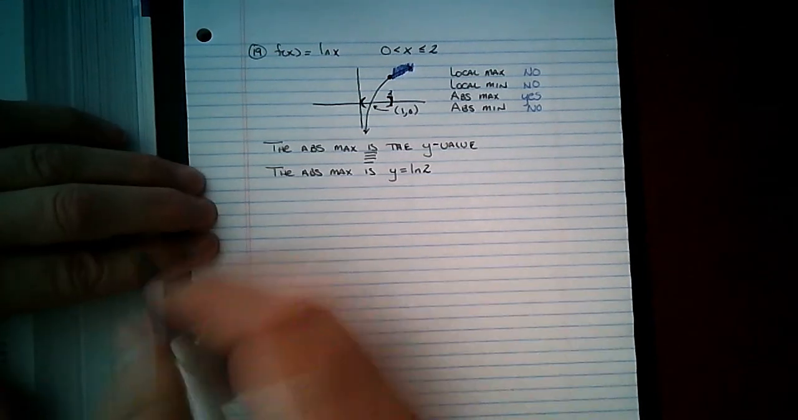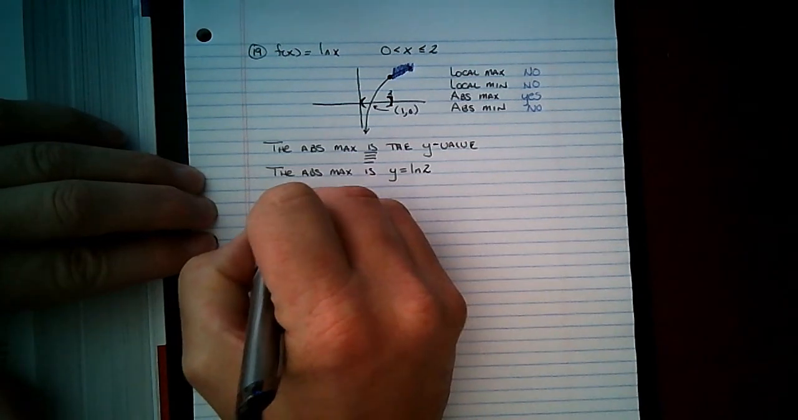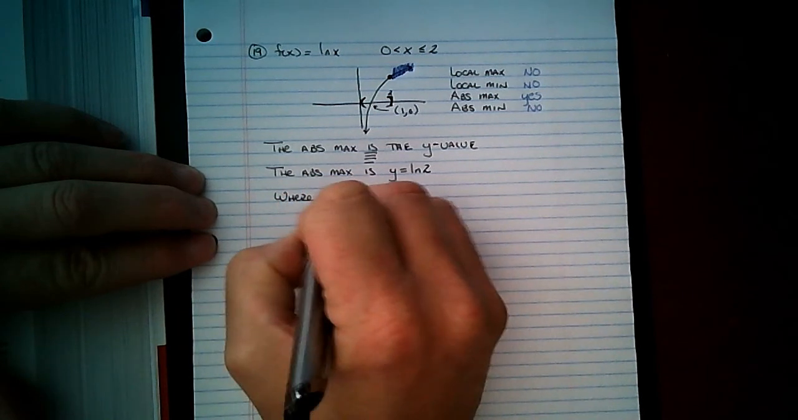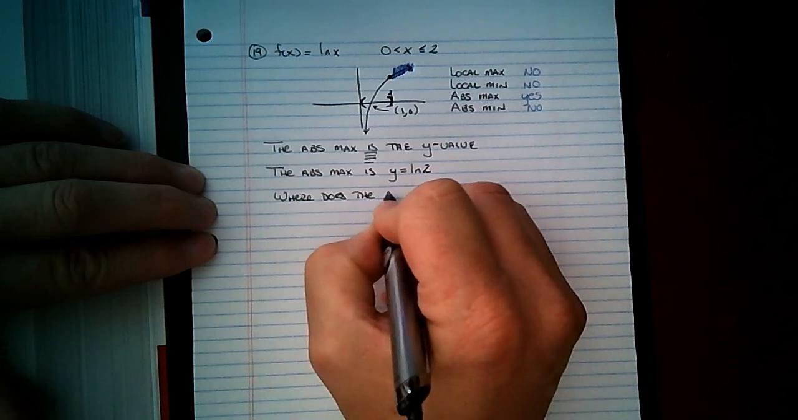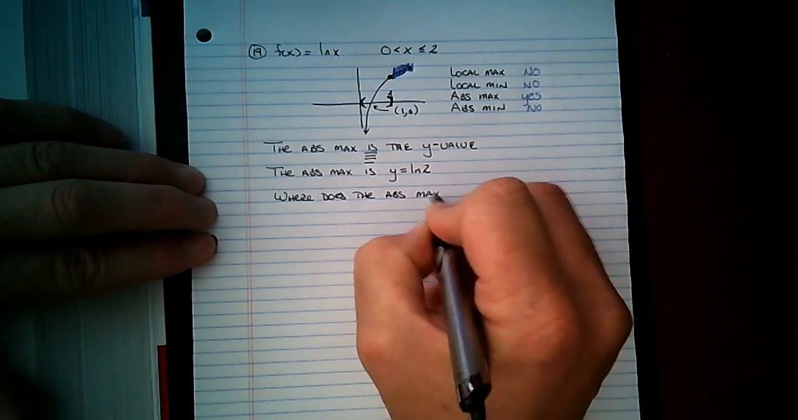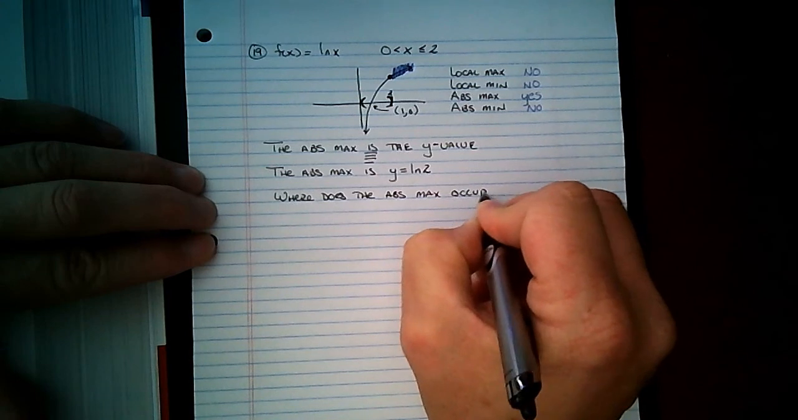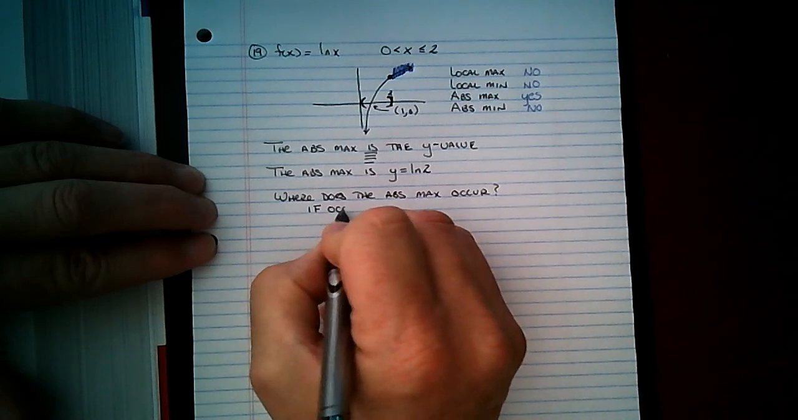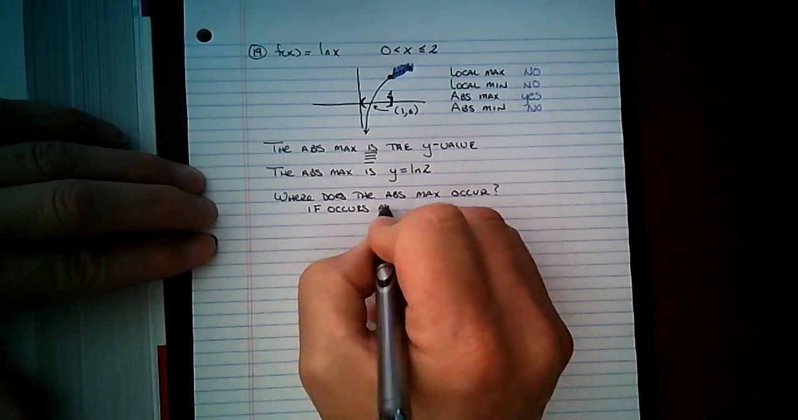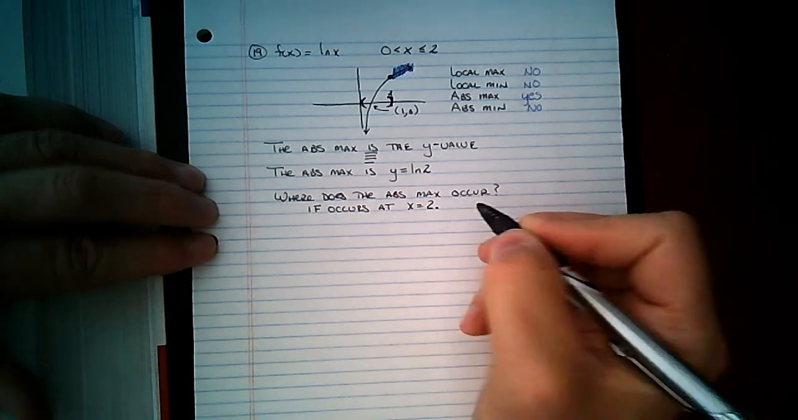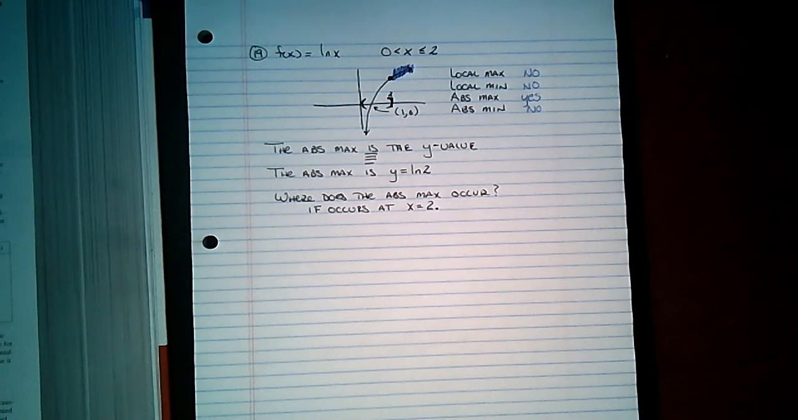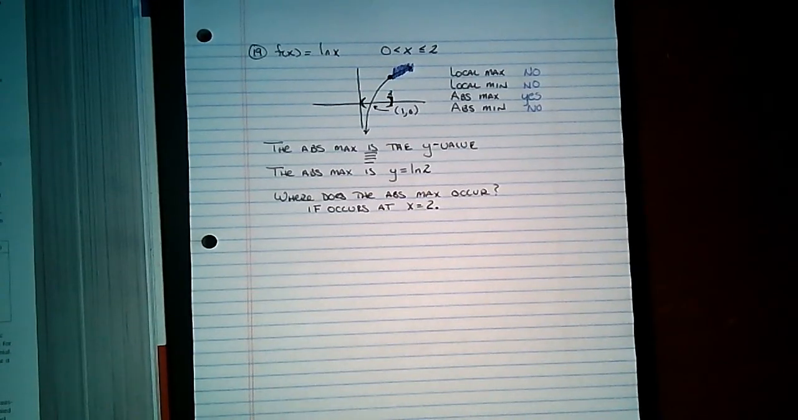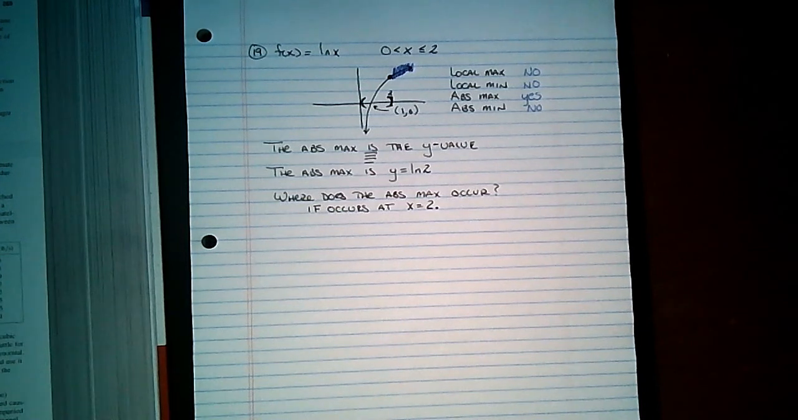Now, they may ask, where does the absolute max occur? If they ask that question, the answer is, it occurs at x equals 2. So we have to make sure we know the difference between these two questions. What is it? That's the y value. Where does it happen? That's the x value. That's a big deal. Now, what else are they going to ask us to do in the homework?